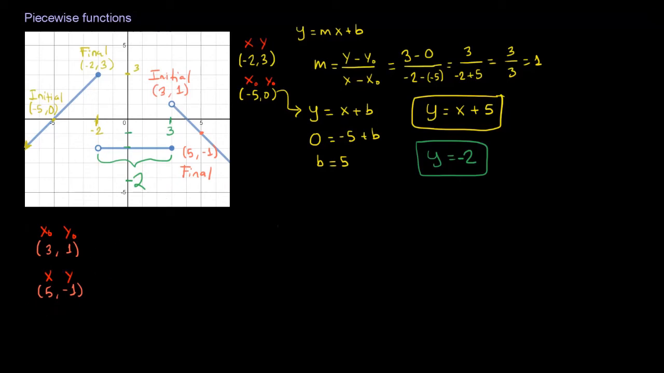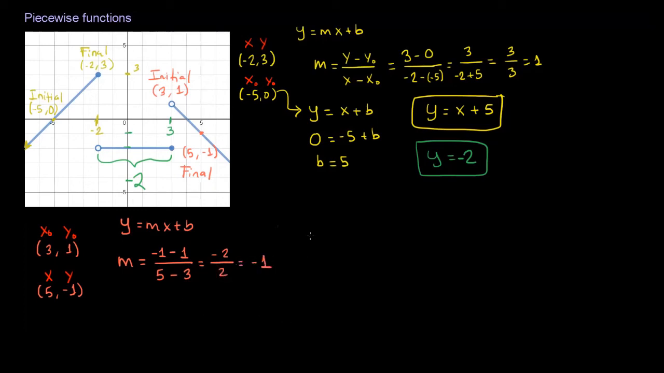Now I'm going to write this just to make clear this is a straight line, this is a linear function. I'm going to substitute the values here in the equation for m. m equals the final y, which is negative 1, minus the initial y, which is 1, all over the final x, which is 5, minus the initial x, which is 3. So we get negative 2 over 2. The value of m is negative 1.